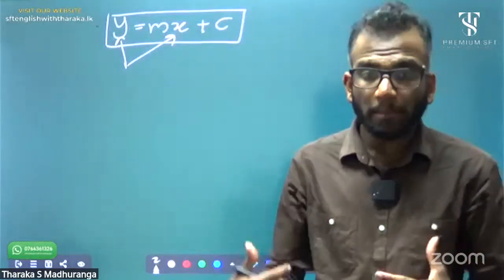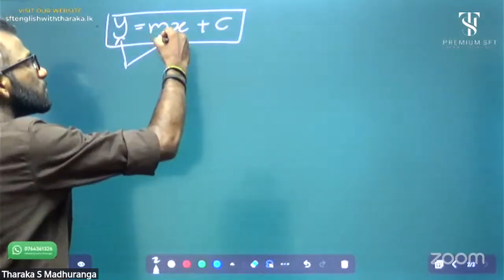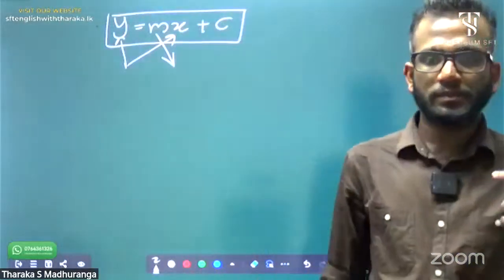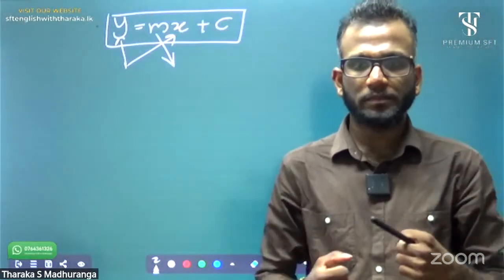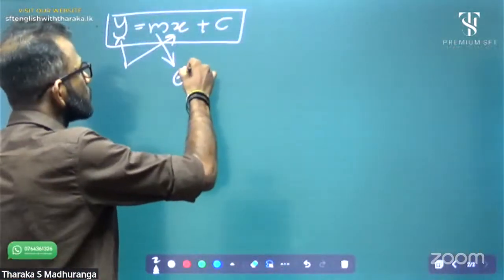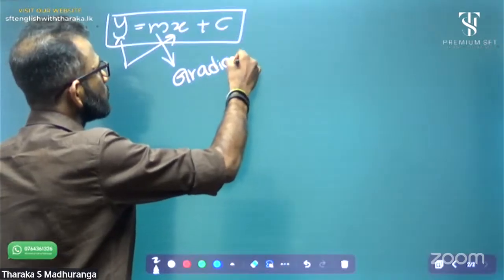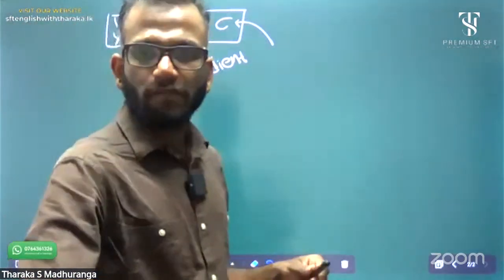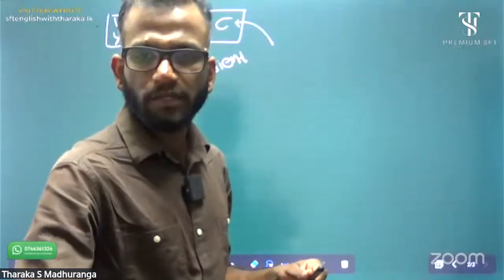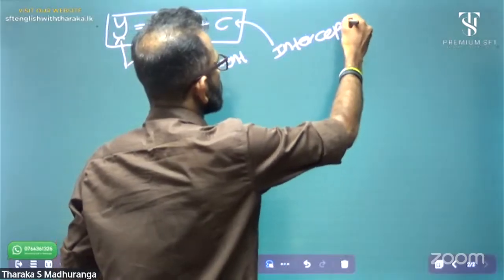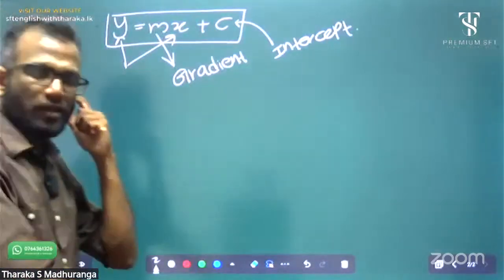Then what is the meaning of m? Rehlan, what's the meaning of m? Joel? Very good, gradient. Yes, m is the gradient. What's the meaning of c? Good, intercept. Okay. Let's revise again because they are very, very important.